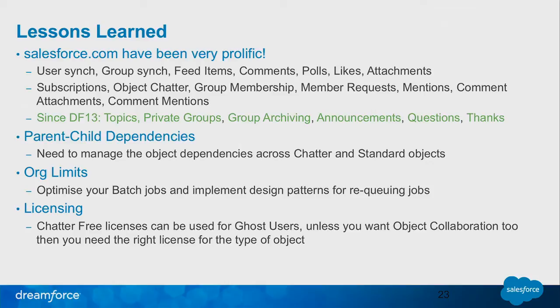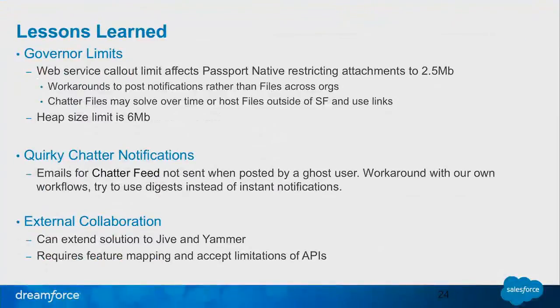The licensing I've mentioned already with the ghost users. So you need the right license type for the right object. We also faced issues, obviously, with governor limits. Web service callout limits affect Passport native. If we want to move a file from one org to another, with Passport native, the 100% native version, we were limited to about 2.5 meg within the 3 meg limit to do that.